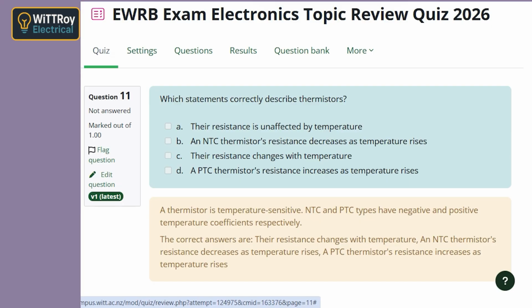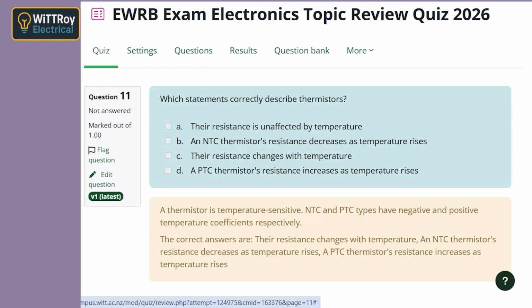Okay, not the option I chose. It should be, their resistance changes with temperature. An NTC thermistor's resistance decreases as temperature rises, and a PTC thermistor's resistance increases as temperature rises. Yes, exactly. A thermistor is temperature sensitive. NTC and PTC types have negative and positive temperature coefficients respectively.